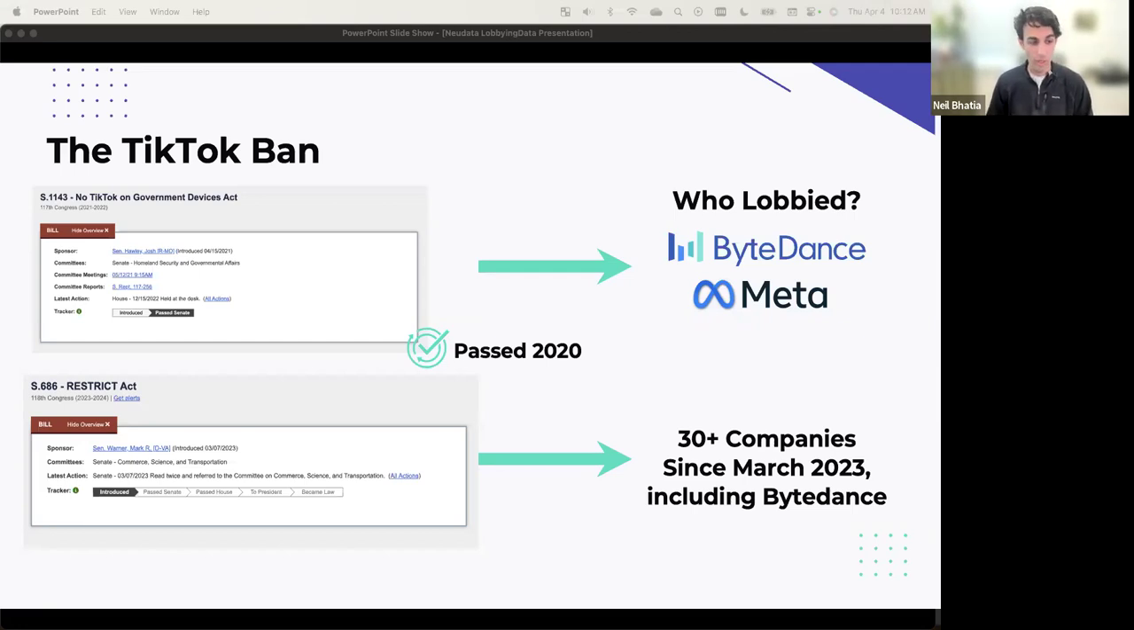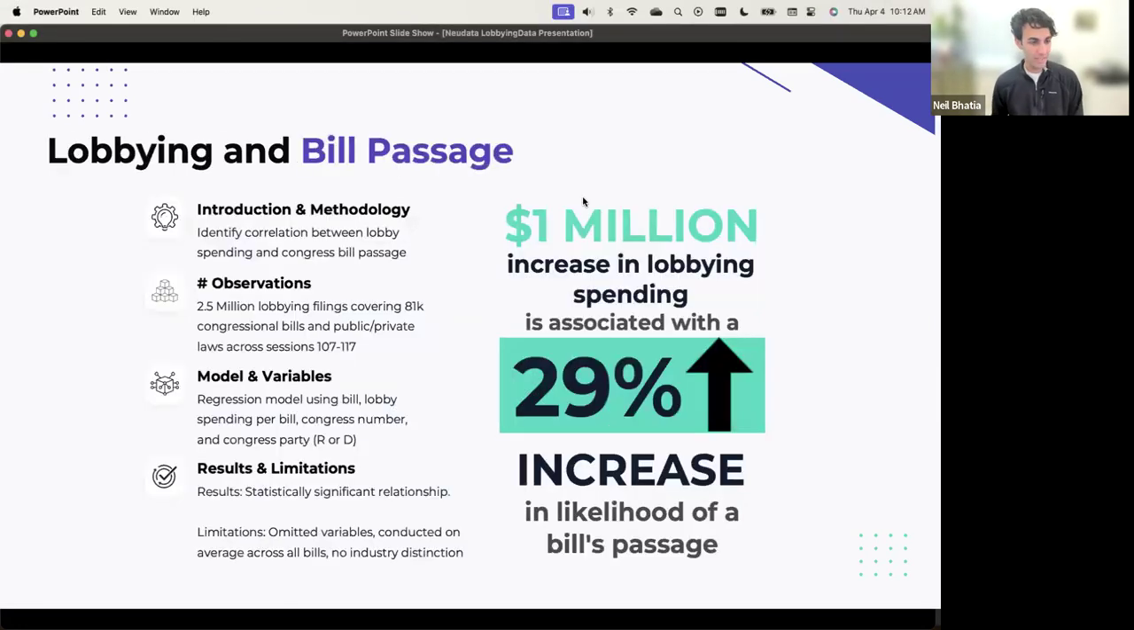And then, one company that we did see in this bunch that had lobbied on the Restrict Act was a Chinese-owned autonomous car company. So we don't know the direction, but we can probably make a good guess as to what their position on the Restrict Act is. So now let's take a look at another paper that was done.